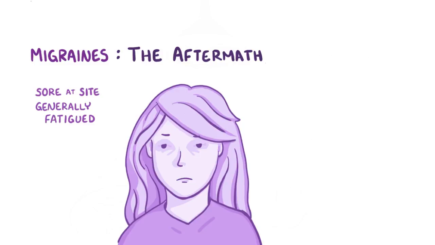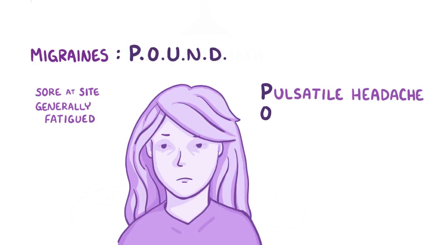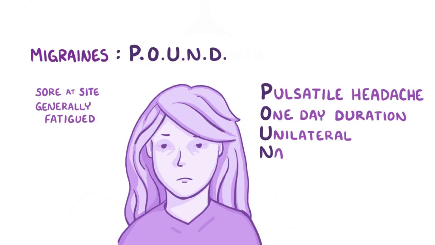To remember the main features of migraines, you can use the mnemonic POUND, where P stands for pulsatile headache, O stands for 1-day duration, U stands for unilateral, N for nausea, and D for disabling.